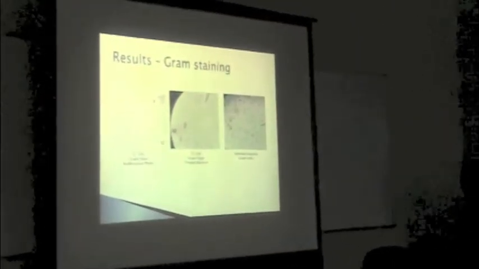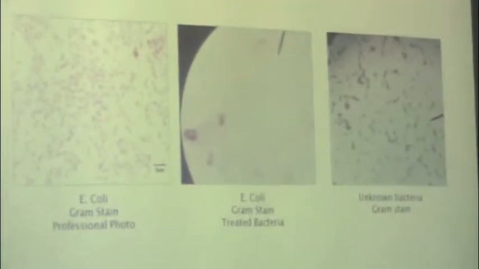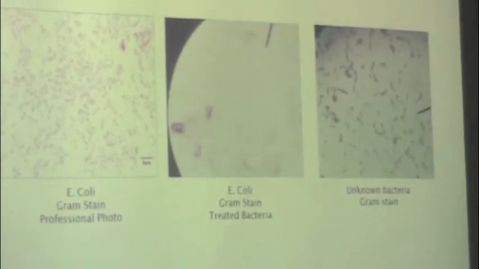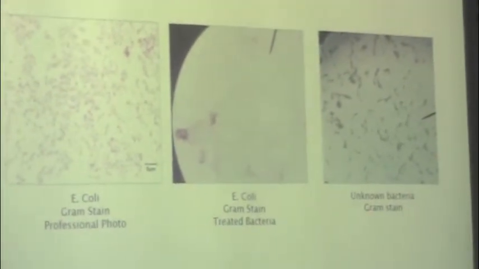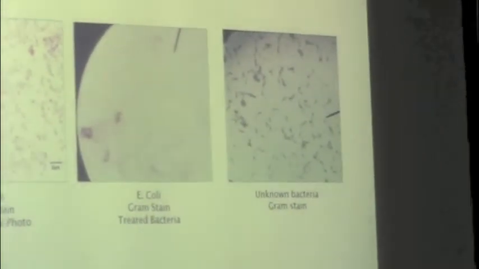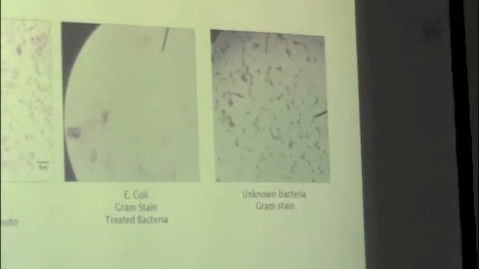Also, here's some of my gram staining pictures, just so you can see. The far left is a professional photograph, just because, again, my camera quality was not the best, but you can see the similarities between that photo and the middle photo, which is actually one of my own. So you can see the small little pink rods. They might be a little hard to tell, but they are the same. And I did have one instance of contamination, so that is actually the far right picture. So that's a gram stain of my unknown bacteria, and you can see there's a pretty big difference between my unknown and my E. coli staining.